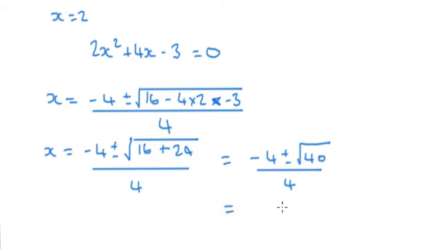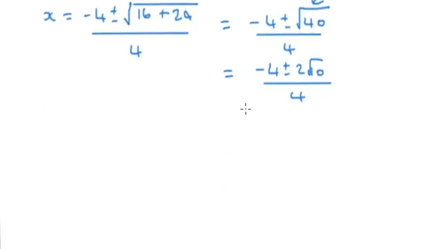We've got a factor of 4 here, so we can rewrite that as 2 root 10. So we've got minus 4 plus or minus 2 root 10 over 4. Divide everything by 2 will give me minus 2 plus or minus root 10 over 2. So those are your other two solutions.